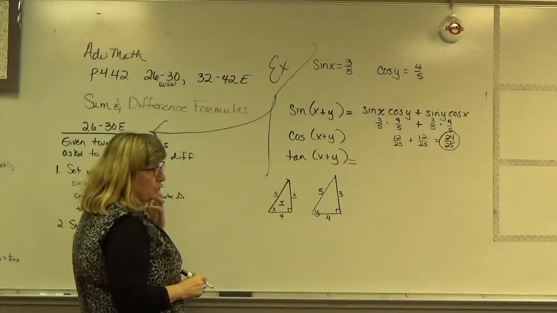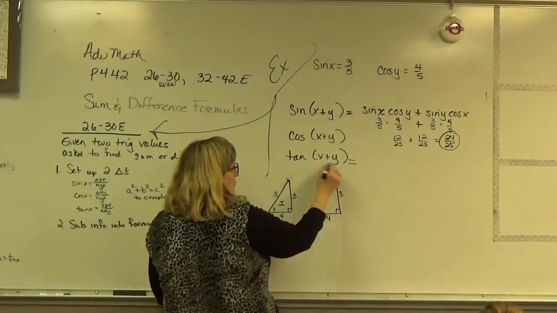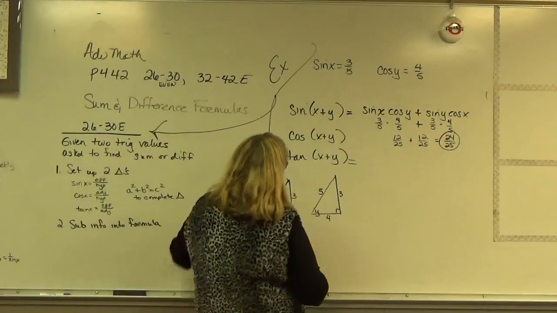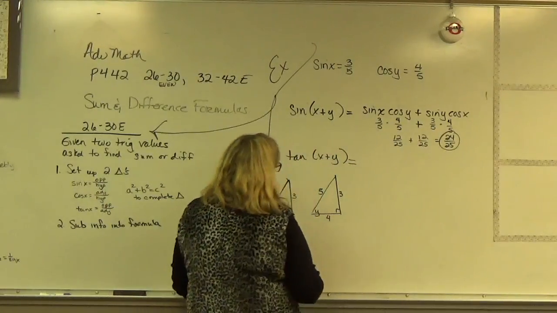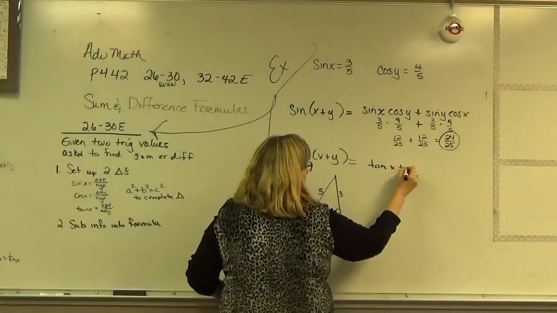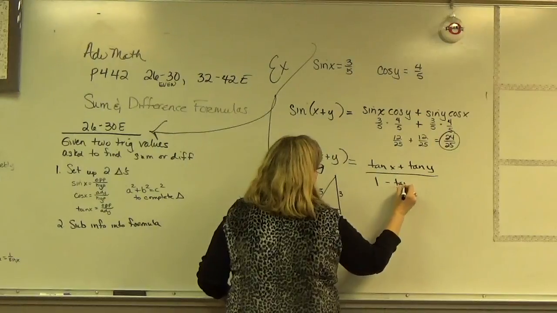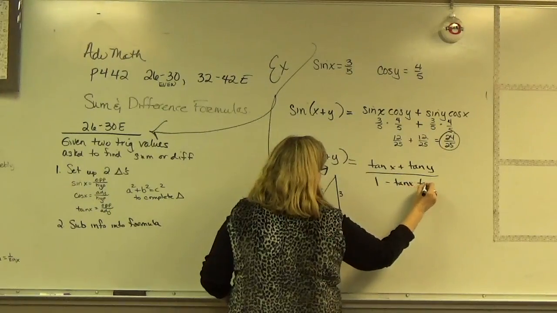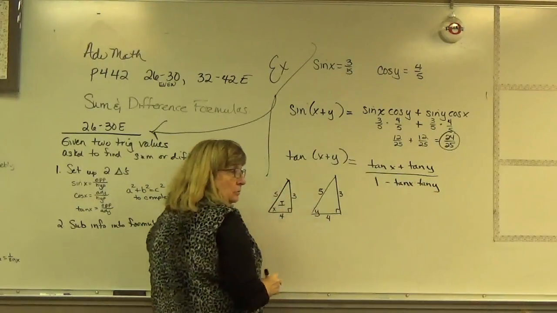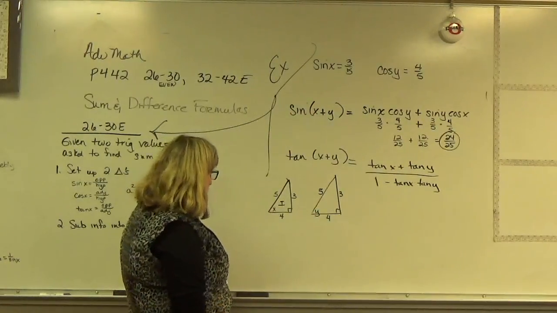And then I'm going to make another triangle. What's the formula for tangent of x plus y? We're going to leave this one out, since I want to do another example. Tangent of the first plus tangent of the second over 1 minus tangent of the first times tangent of the second one. So, same triangles, because I still have x and y involved. What's the tangent of x?